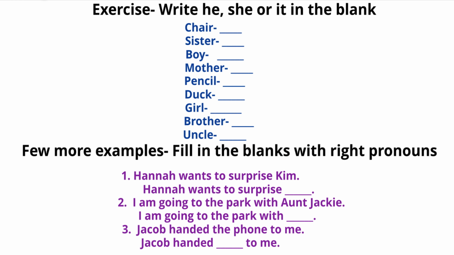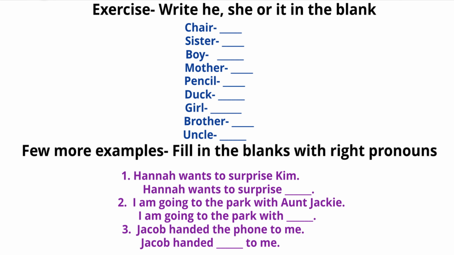Now let's see the exercise. Write he, she, or it in the blank. Let's discuss this. The first word is chair. So what do you think a chair is? Is it a thing or a person? It's a thing, right? So if it is a thing, it is neuter gender, right? So what should you use? What pronoun comes for the chair? Yes, you got it. It is it. We say it is a chair. We don't say he is a chair or she is a chair, right? We say it is a chair.